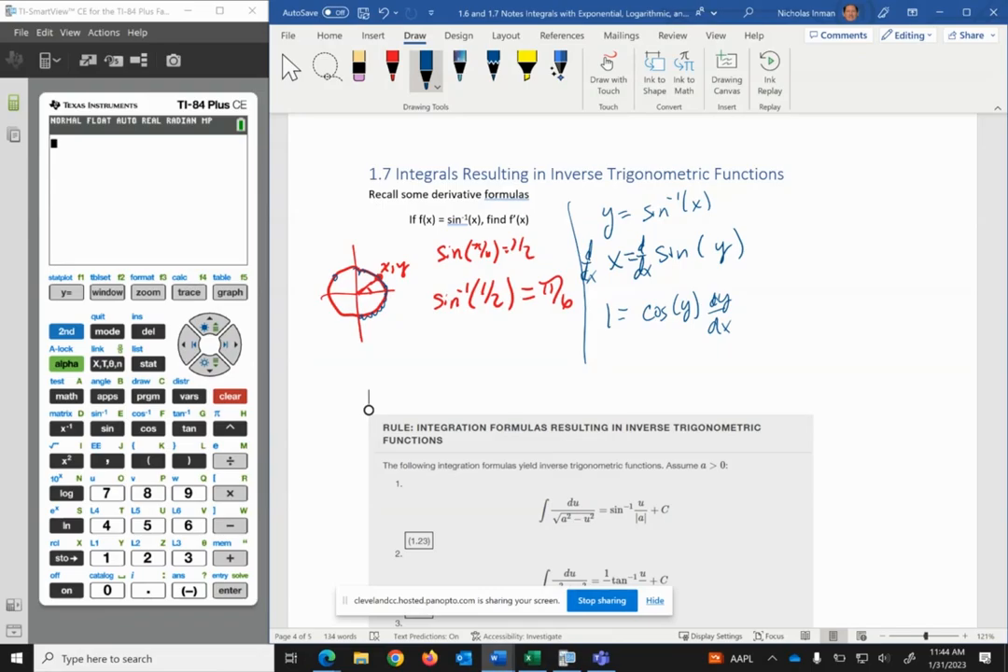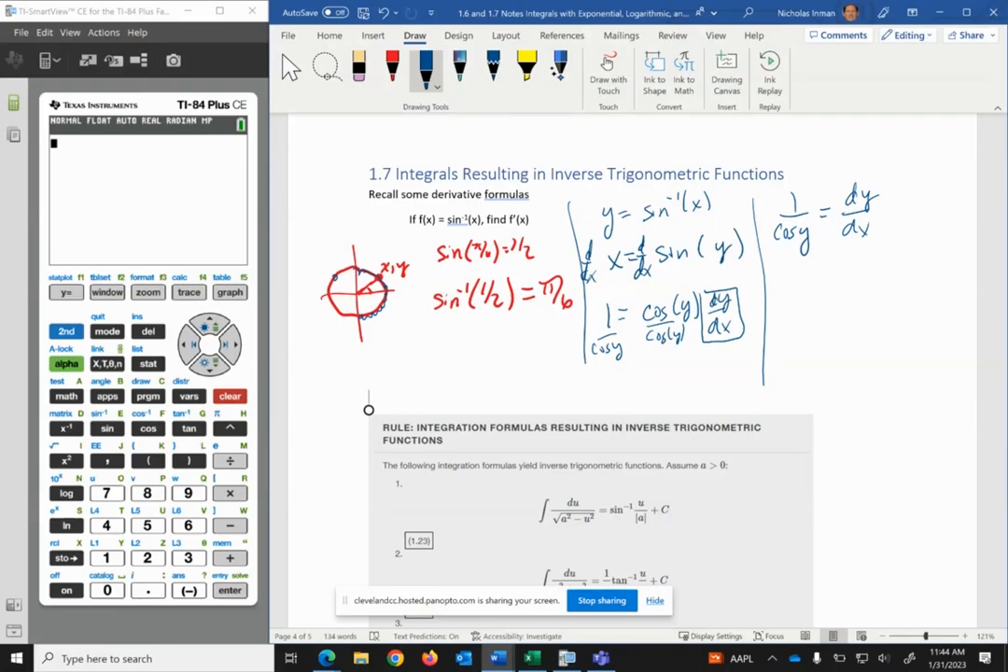All right, so we are then trying to solve for this. We want to solve for the derivative of y. That's our goal, right? F prime, derivative of y with respect to x. So we divide by cosine y. All right, so I got 1 over cosine y is equal to dy dx.